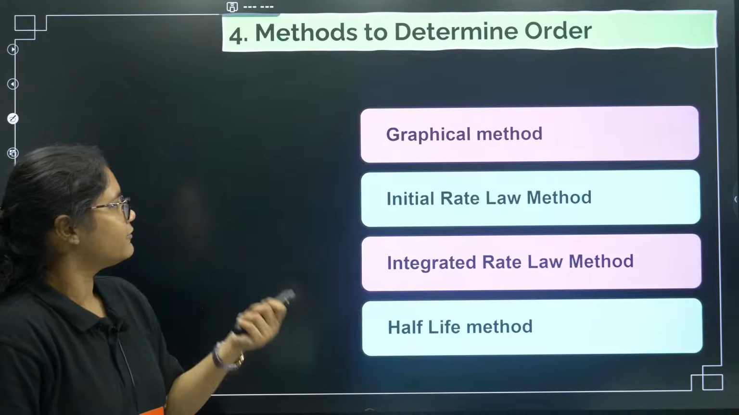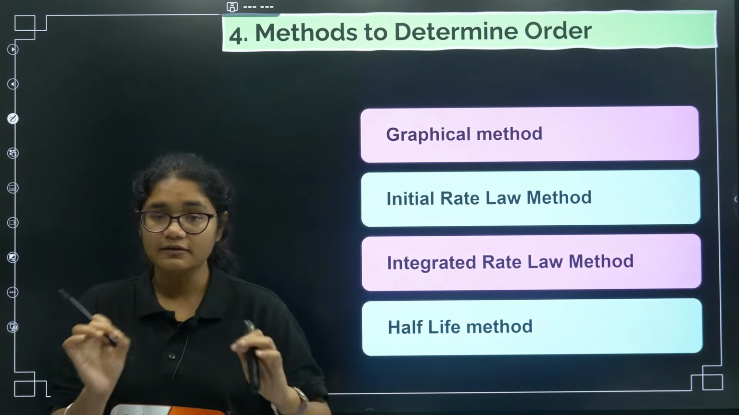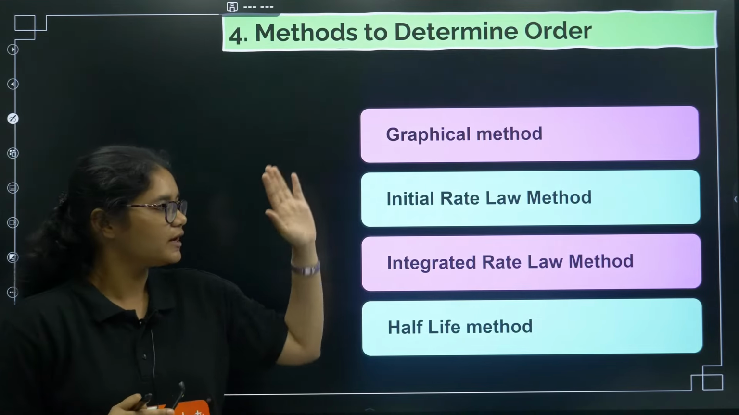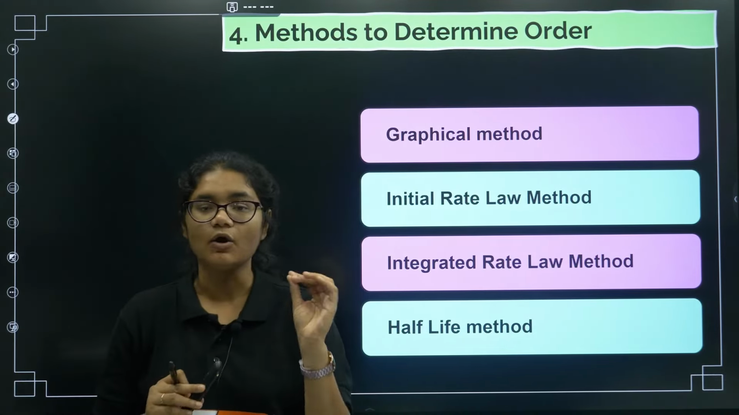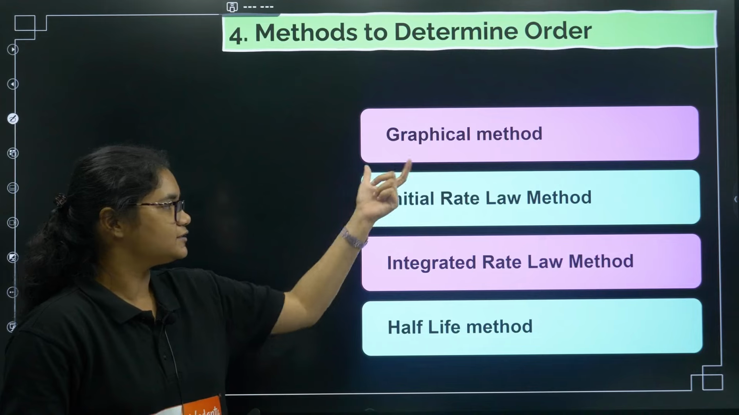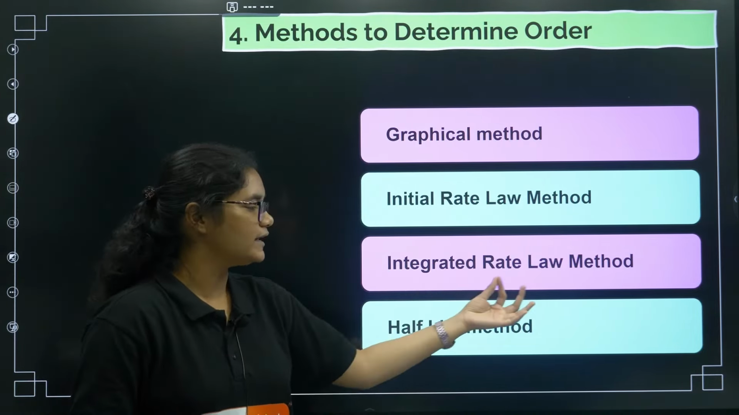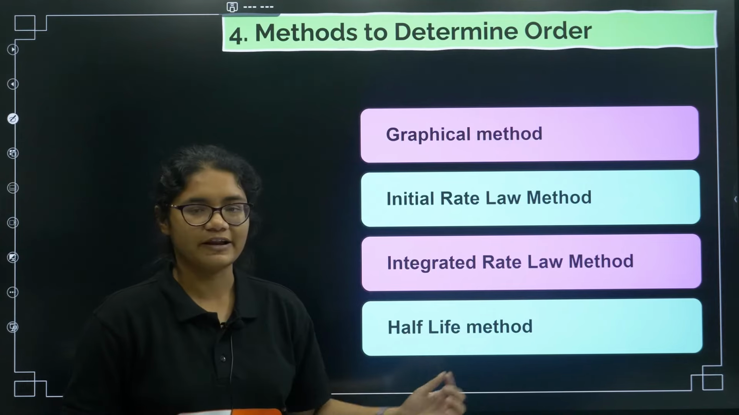Okay, fine. Now let us study one of the most important things, that is methods to determine the order. There are 4 ways by which we can determine the order of a reaction. First is the graphical method, second the initial rate law method, third the integrated rate law method, and fourth the half-life method, okay.